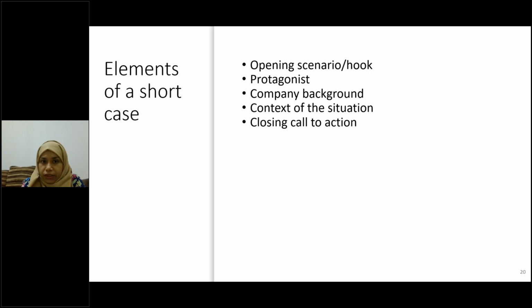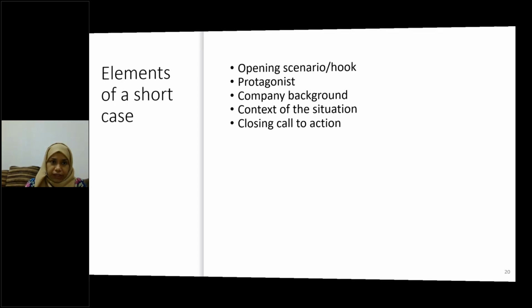So we should have a protagonist, and then a company background and the context of the situation, meaning the problem itself, how it happened, when it started, how deep it is, the explanation of that issue, and a closing call to action. All case narratives close with a closing call, and that reminds the reader what we are supposed to do or think after reading this case, by putting myself in the position of the protagonist. So these are the elements of a short case.